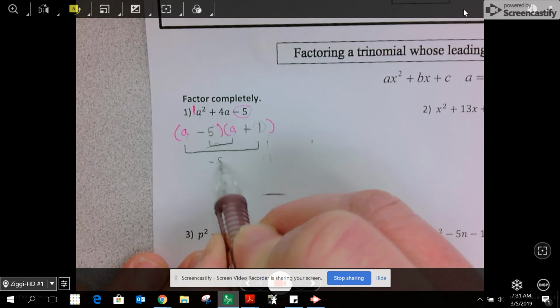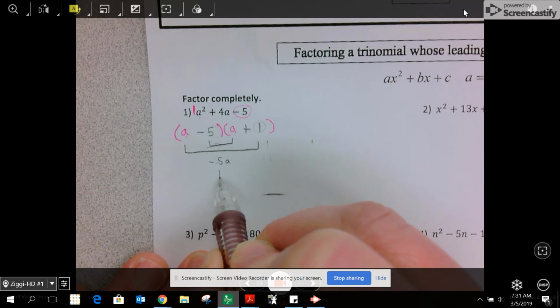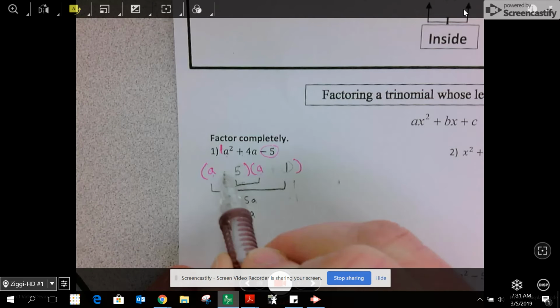So I got to use my other combination. And it's good to have an eraser, or if you like to rewrite stuff, that's fine, but you're going to be guessing and checking a little bit. Okay? You'll get better at it. So I'm going to make this a positive 5 and this a negative 1. So now I have 5a and negative 1a. And that does give me 4a, so there's my factors.